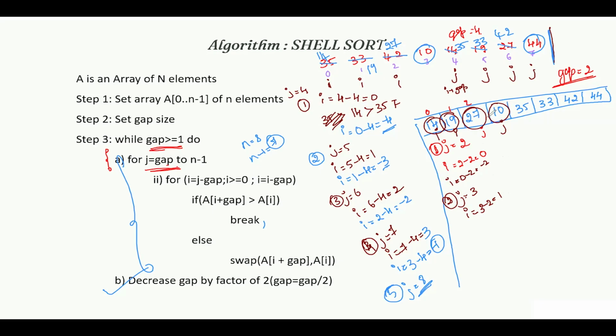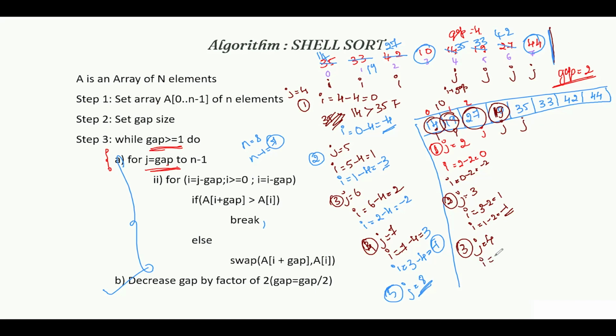Compare 19 and 10. As you can see, of course, there is a swap required. Hence, 10 will be moved here, and 19 would be moved here. And then increment the I value. I is equal to I minus gap, which is minus 1, negative. Hence, we will go and increment the value of G to 4. So, G is over here.